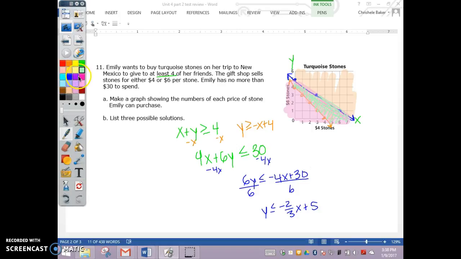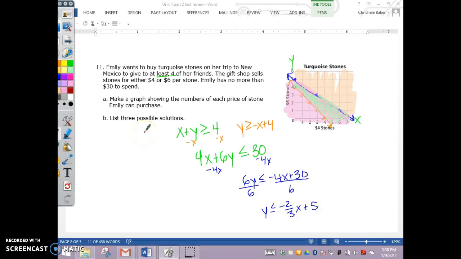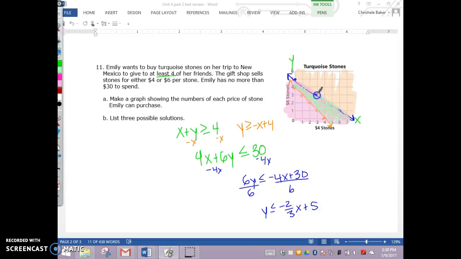It says list 3 possible solutions. So I think in class we talked about 3, 3. We checked that. That was right here on the edge. That definitely works, but that costs exactly $30. 4 times 3 is 12, 6 times 3 is 18. So that's okay, it's less than or equal to. We said 4, 1 works, 4, 0 even works, 0, 4 works.